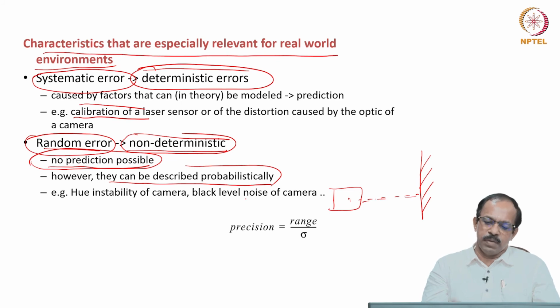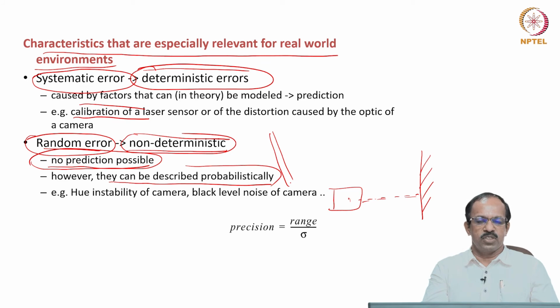So this is one of the major challenges in using sensors in mobile robots. I am using this sensor to measure the distance, and if I make five readings and get five measurements, how can the robot actually decide which one is correct, or on what basis will the robot take a decision?